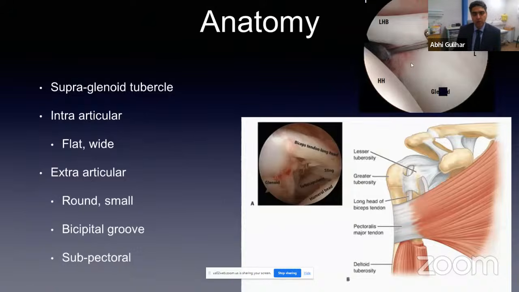In terms of anatomy, the anatomy of the long head of biceps has been well described. We know that the long head of biceps attaches to the top of the glenoid along the supraglenoid tubercle, but actually it merges with the superior labrum completely. The intra-articular portion of the tendon is a bit flat and slightly wider, but the extra-articular portion, because it runs through the bicipital groove, is slightly narrower and round, and therefore it is able to glide in and out of the bicipital groove during motion.